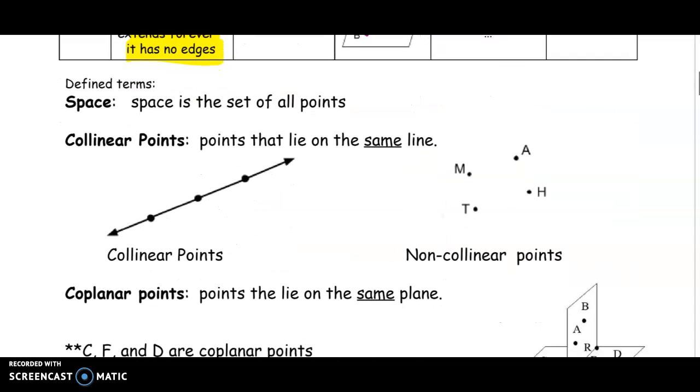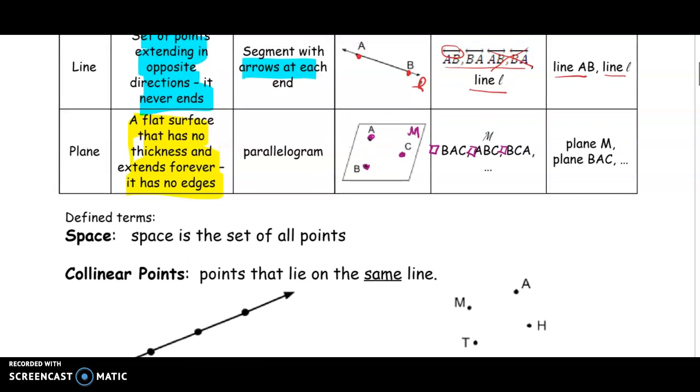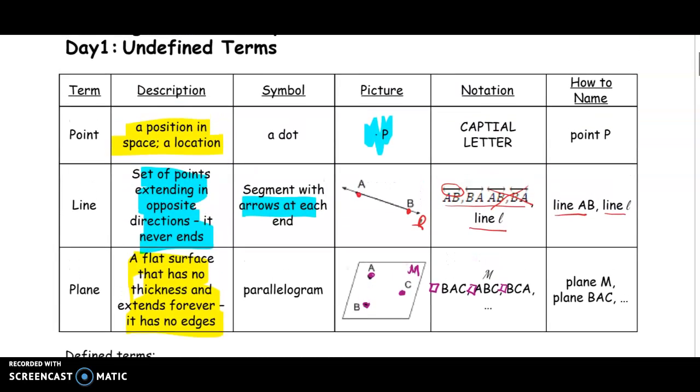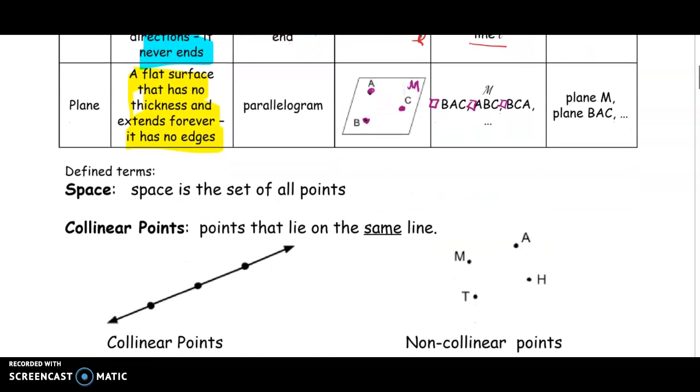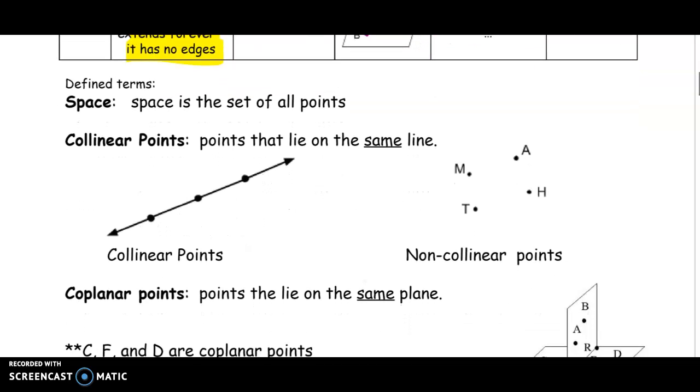So these are some defined terms. The point, line, and plane are all undefined. They're kind of taken as what they are, but then we need to define things. Space is the set of all points. If you think about the classroom as the space, the walls as the planes, the desks as the planes, the grid work on the ceiling would be your lines, pencils would be lines, and the space is all of those things together.